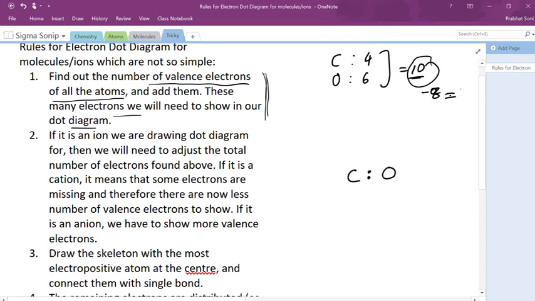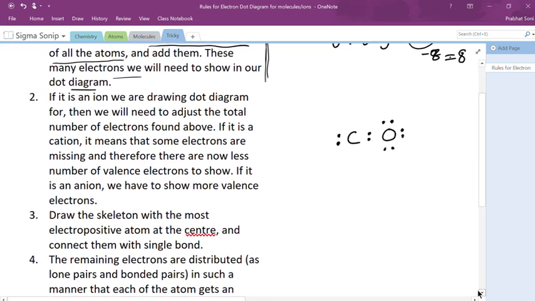I start organizing these 8 electrons, and I will try to give one of these atoms a full octet. We have 2 already here. I'm going to do that for oxygen. So 2 electrons are already there, I need 6 more. Now oxygen has a full octet, and out of 10 electrons I have used 8 electrons. I have 2 more electrons, and these 2 electrons I will place on my carbon. Okay, so far so good.